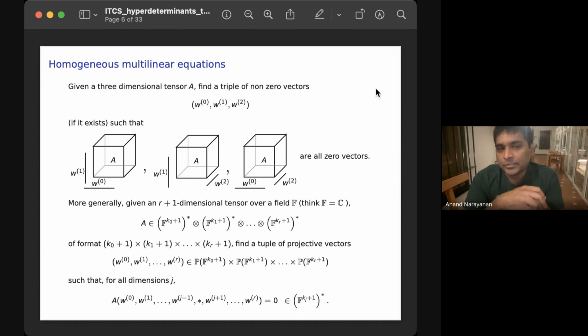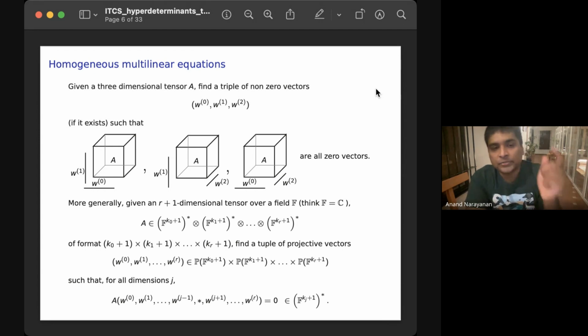So the question is to find a tuple of vectors, each of them non-zero, such that if I evaluate this multilinear form at all but one of the vectors, then I get the zero dual vector. So this is the formal problem we're solving. Don't worry about the notation. The previous intuition was perfectly fine.